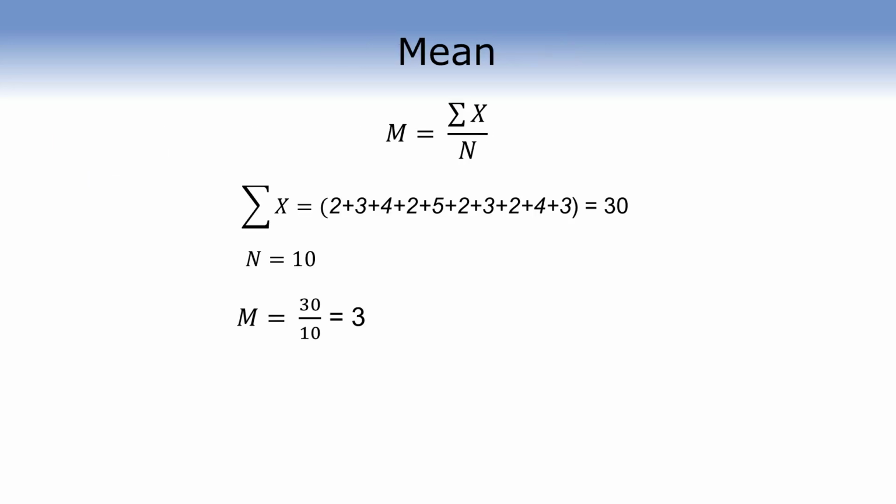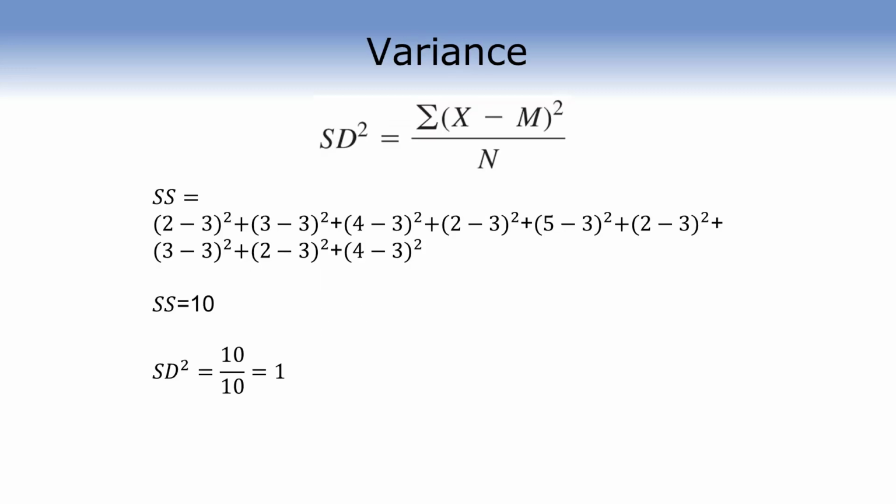Well, we know how to calculate the mean. We take each of the scores, we sum them all up, and then we divide by the total number of observations, which gives us a mean of 3. Next, we're going to have to take that mean of 3, and subtract it from each of the data points.